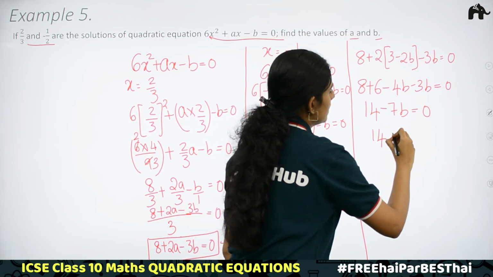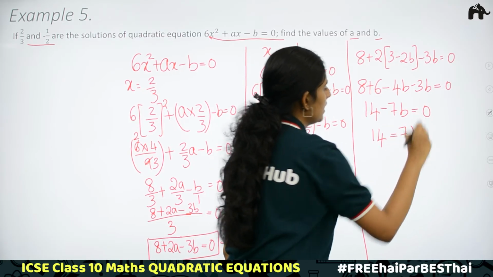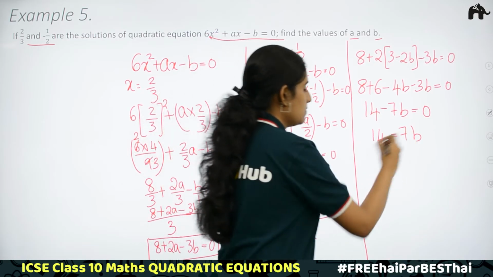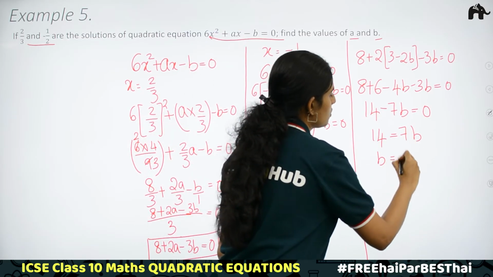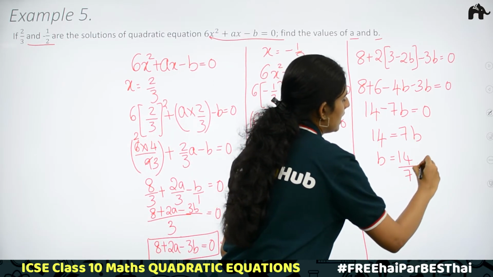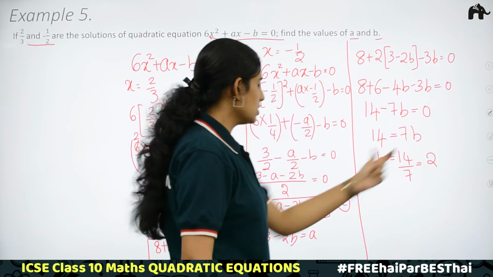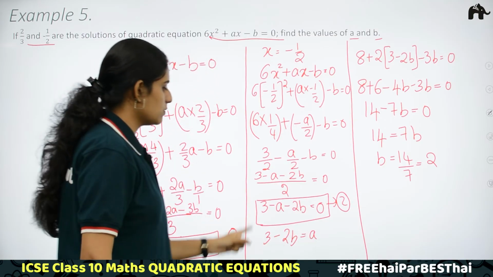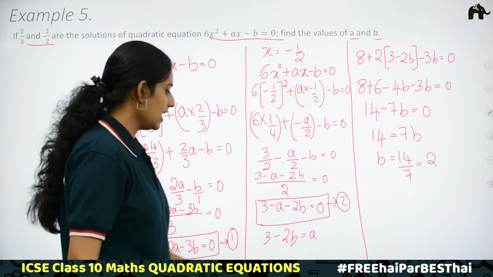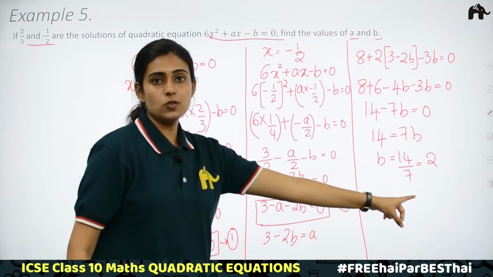14 is equal to 7b, which means b is equal to 14 by 7, that is equal to 2. We got the value of b, that is 2. Now, in the given expression, to find a, we substitute b is equal to 2.